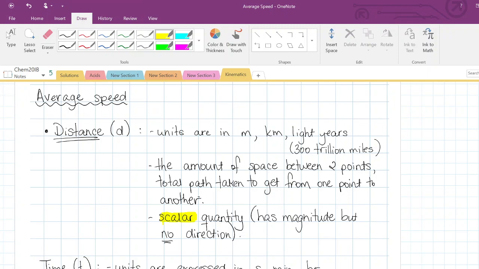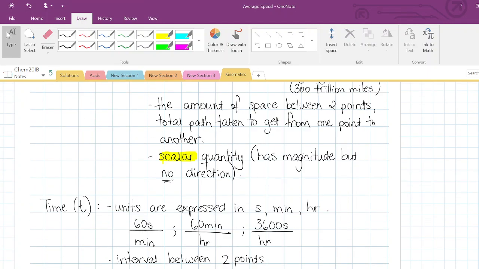The scalar term is important for you guys to know, because we're going to be doing a lot of work with scalars and vectors coming up in the next few lessons. So that's our first variable to talk about, distance. It's a scalar term, it has a magnitude, and it measures that spacing between point A and point B.